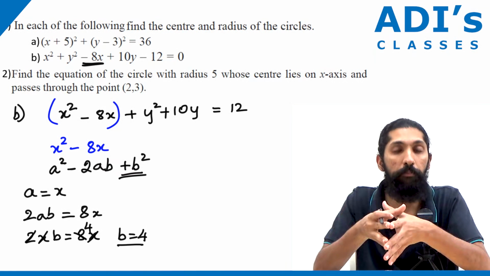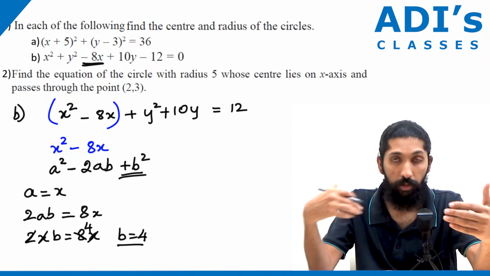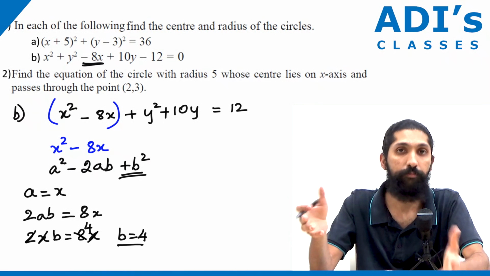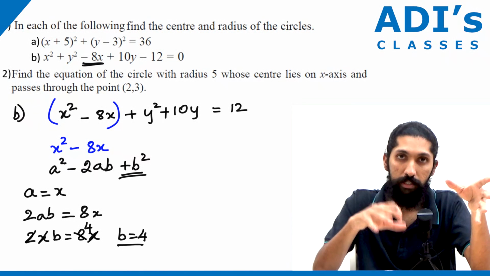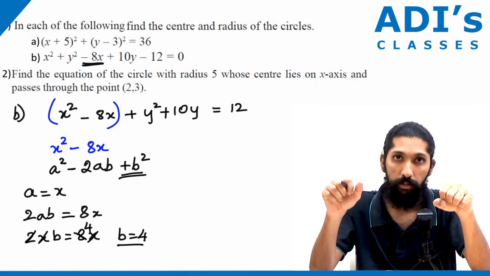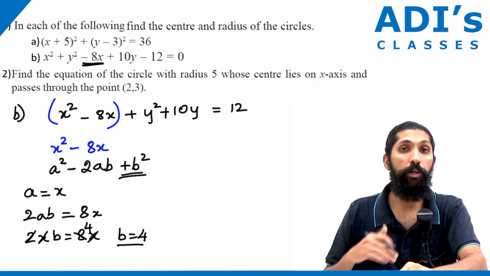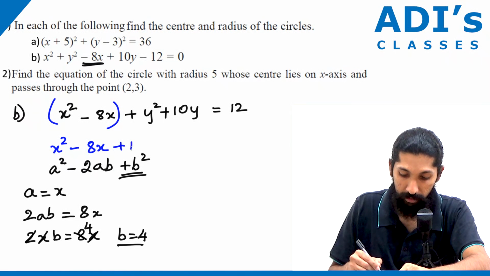Now, a very simple mathematical rule: if you're adding something, you also have to subtract, correct? You can't just add and leave it as it is. Or you add on both sides, LHS and RHS, both sides. This is also fine, isn't it? Now, what we are going to do is add 16 and subtract 16.